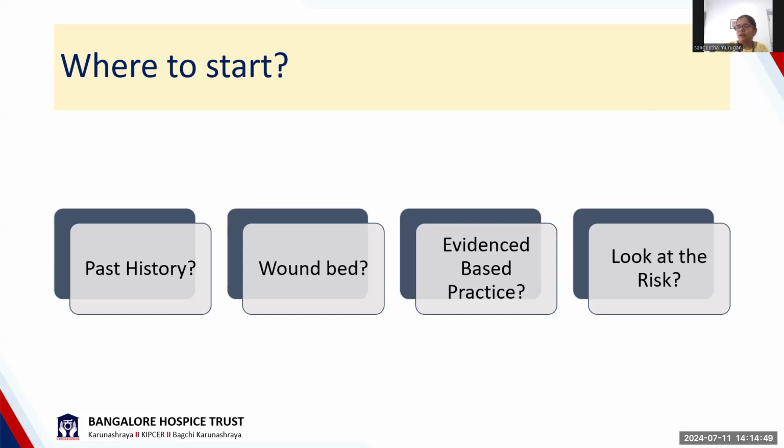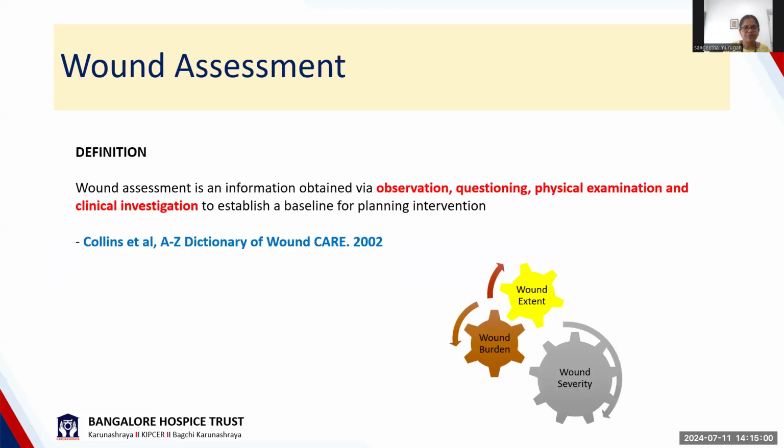Then it is all about looking at the risk. If I do any treatment, how much risk am I going to face? Look at the risk of the patient. So before you do anything, start with wound assessment, which is very important. Whether it is a diabetic wound, a cancer wound, or a pressure ulcer, whatever it may be, assessment is very important. The assessment is in the nurse's hands. Nurses will do the assessment.